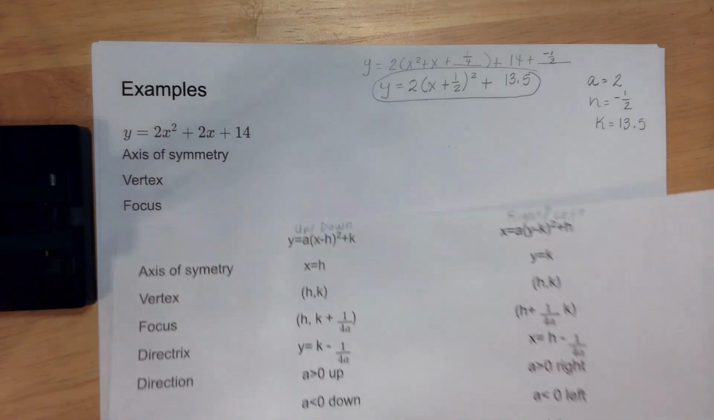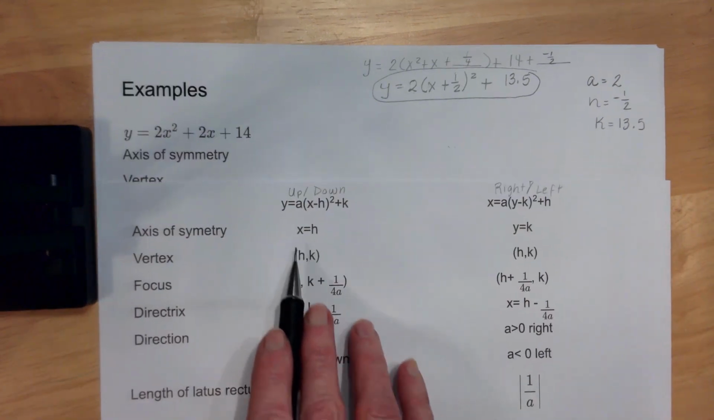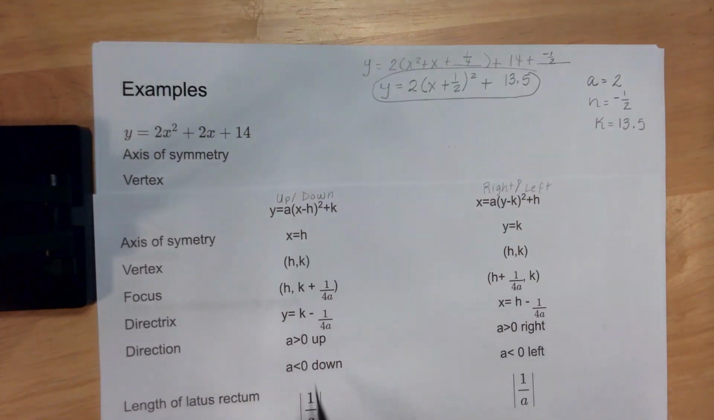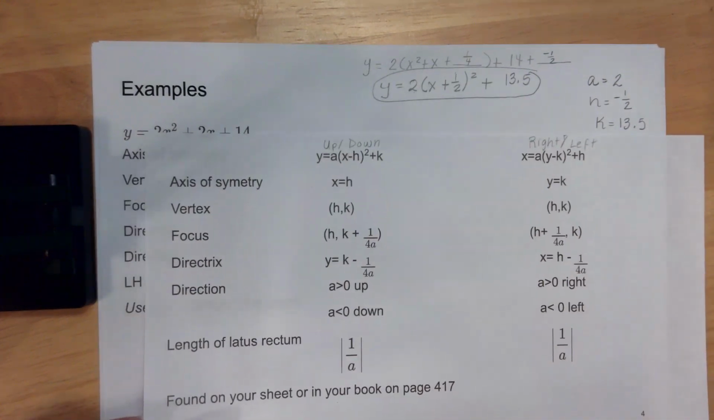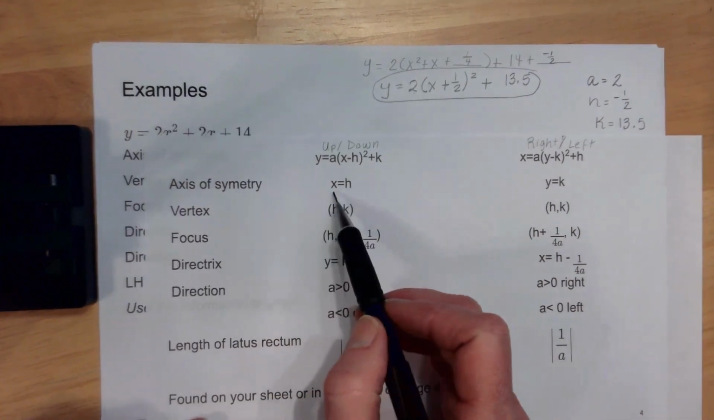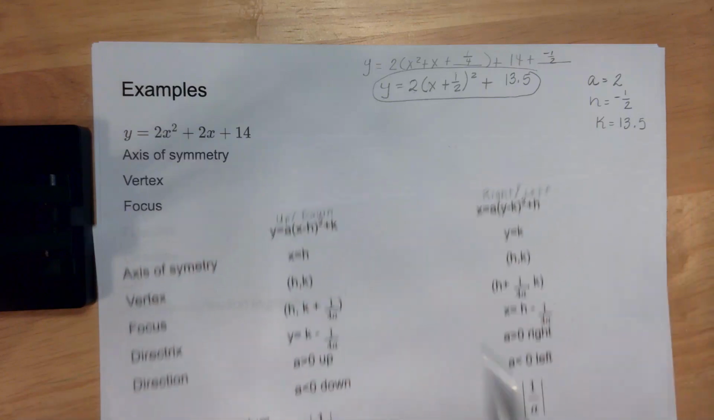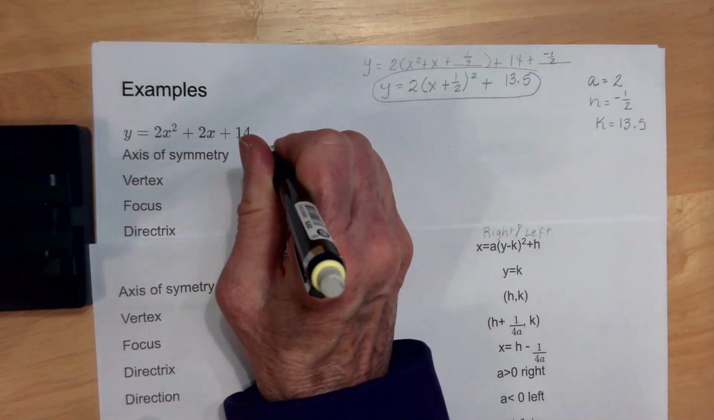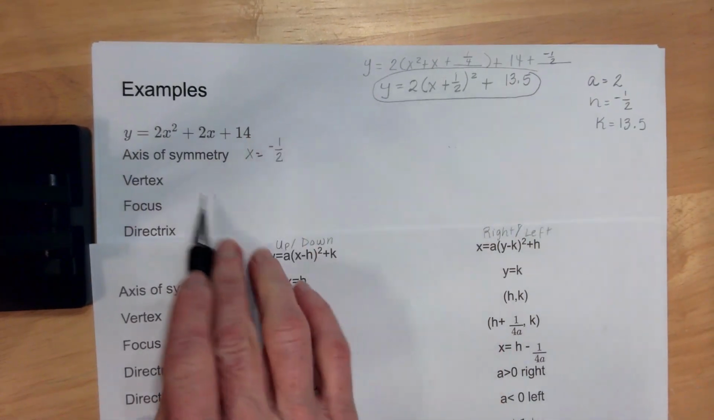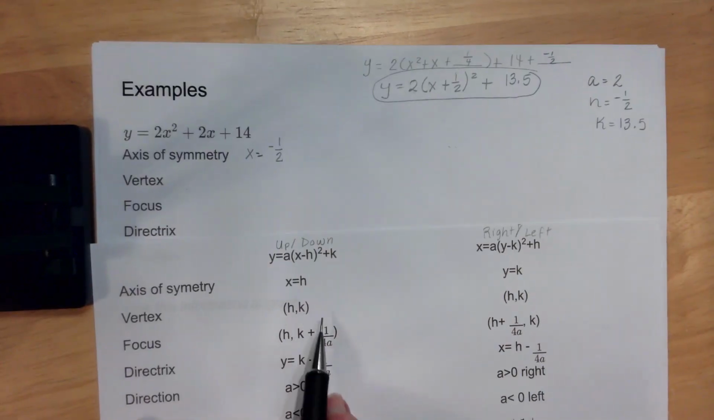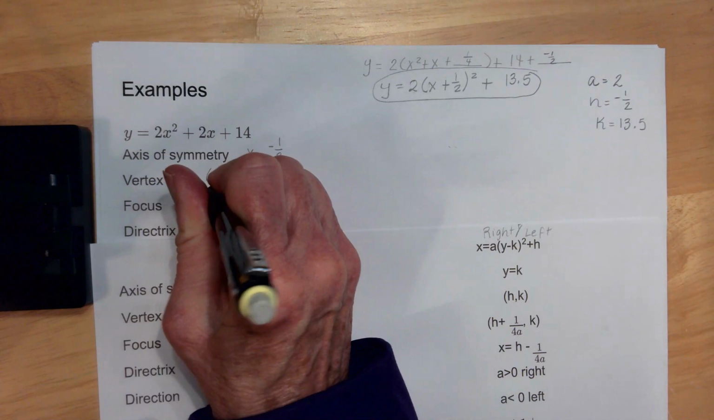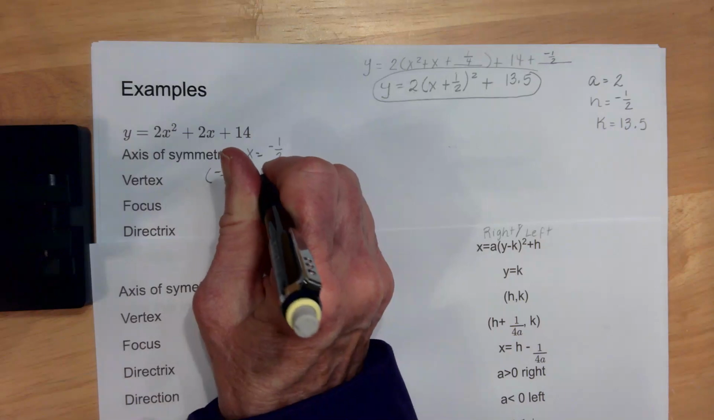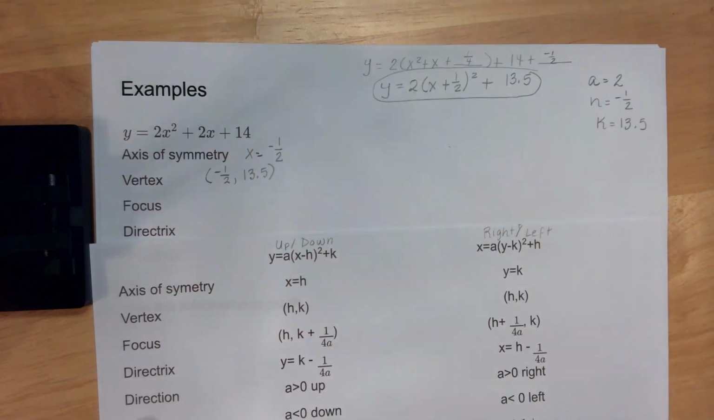So I'm going to pull this back over here. The axis of symmetry, and I know, because this is a y equals, I know I'm on this column right here. So you're on your column that has an up and down thing. So the axis of symmetry says x equals h. So x equals my h value, which is negative 1/2. My vertex, according to this, is (h, k). So h is negative 1/2 and k is 13.5. Now you could do it as a fraction if you want.